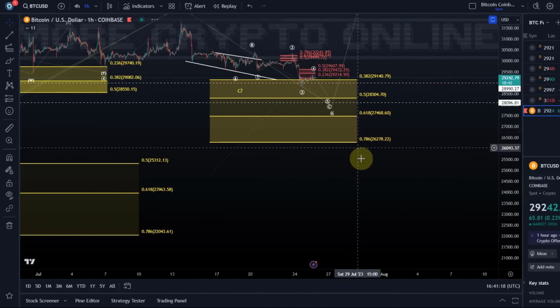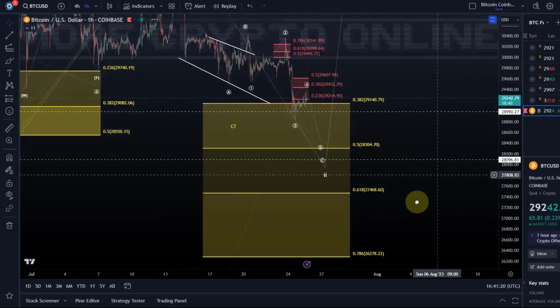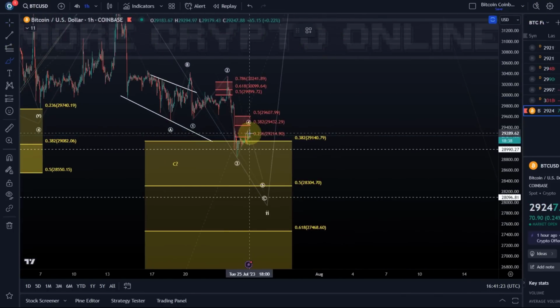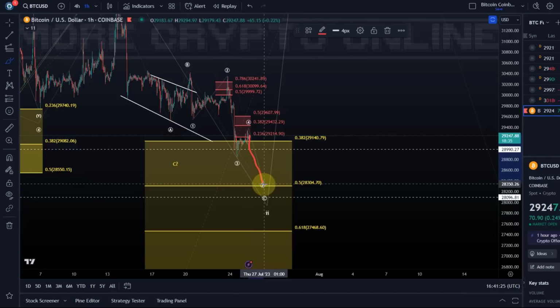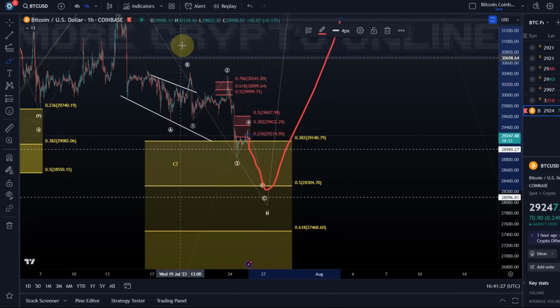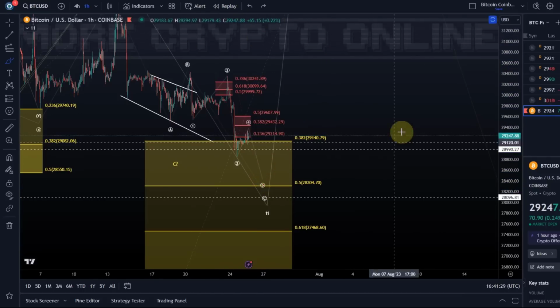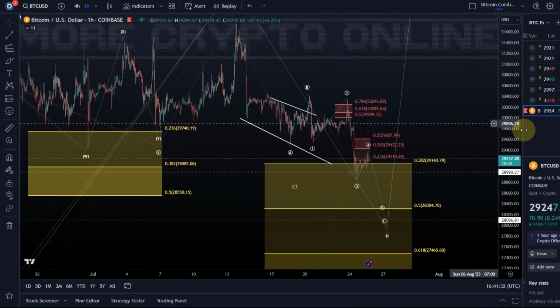Price touched it, dipped a little bit into the support area and then turned around as anticipated. And also here I would like to see price go a little lower, in a wave 5 of C of 2 and then to see the turnaround there. That would be ideal.